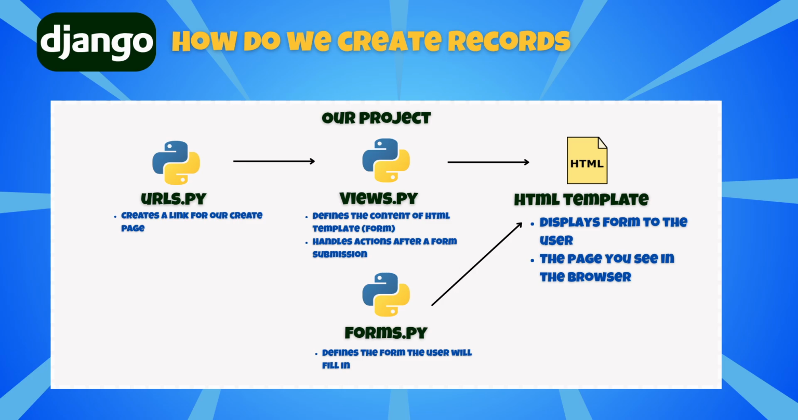Then, to make sure that the users can input some information in a form, we're going to be creating a new file called a forms.py file. And in there, we can define the different forms and display them on our HTML template. Now, the first thing that we'll do right now is make sure that we have a URL, view, and HTML template for our create page.